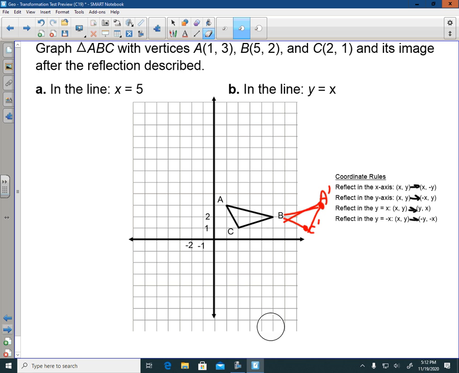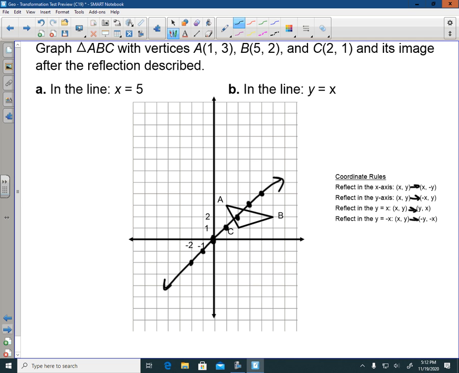But y equals x is not horizontal or vertical. It looks like this. It's all the points where the values of x and y are exactly the same. So 1, 1, 2, 2, 3, 3, 4, 4, negative 1, negative 1, negative 2, negative 2. This is a line. Y equals x. And I'm going to draw it very badly. But that's what that line looks like.